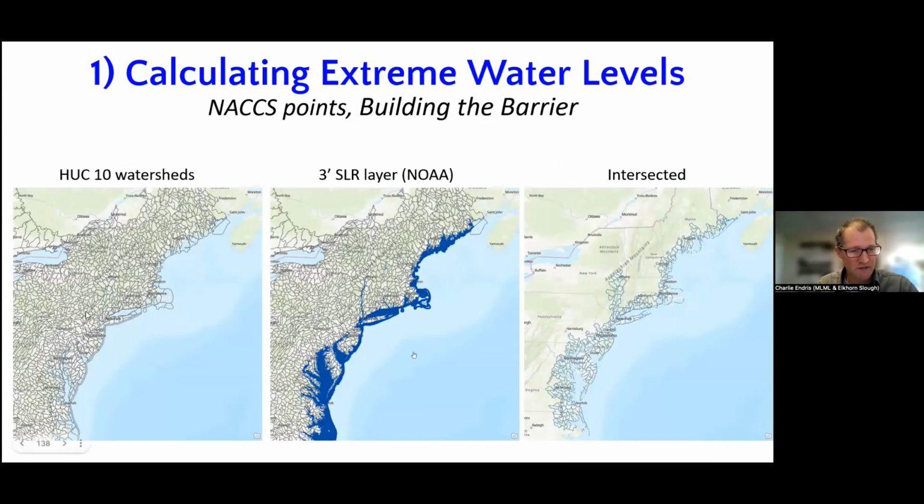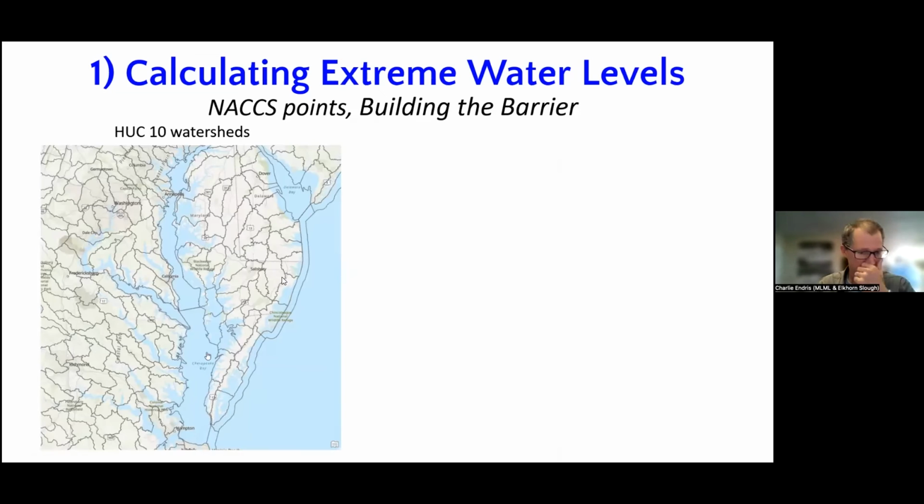By using all these HUC 10 watersheds, we could overlay those with our 3-foot sea level rise layer. This also came from NOAA. And we intersected those to get all of these different watersheds in this area. So I'm going to zoom in here to the Chesapeake Bay. So these are all the different HUC 10 watersheds in this area.